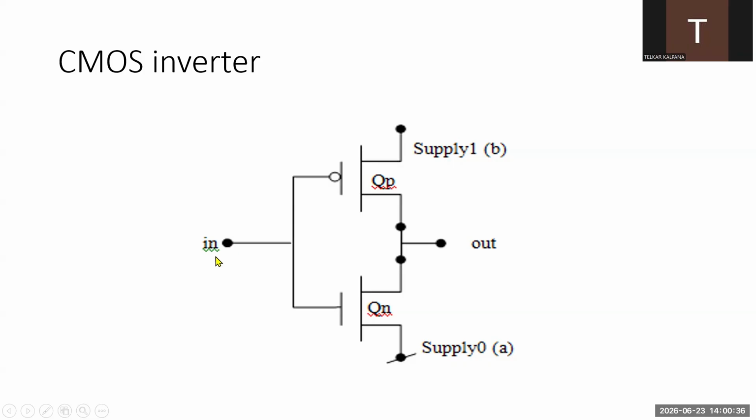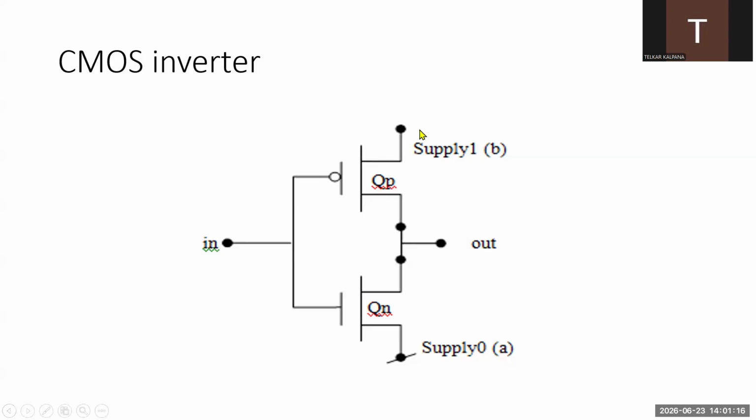When input equals logic 0, NMOS conducts when gate to source voltage is positive and PMOS conducts when gate to source voltage is negative. Here positive we can treat as logic 1 and negative as logic 0. So when input equals logic 0, the upper transistor goes into on state and the lower transistor goes into off state. So the supply 1 is directly connected to the output via the upper transistor QP, the PMOS transistor.